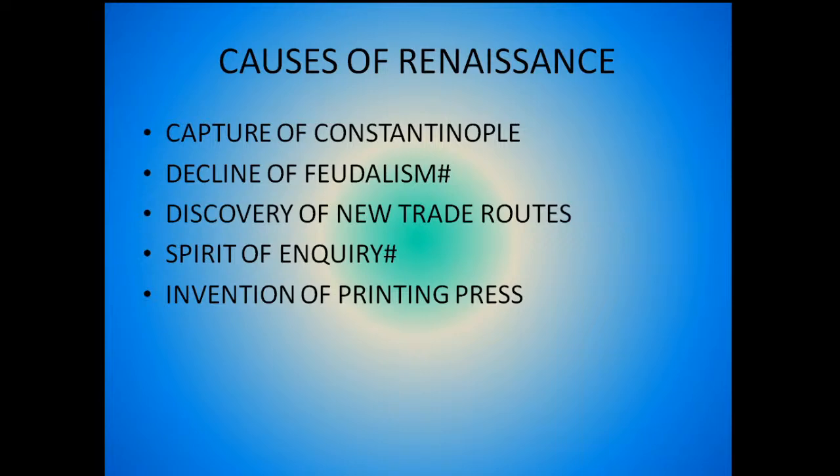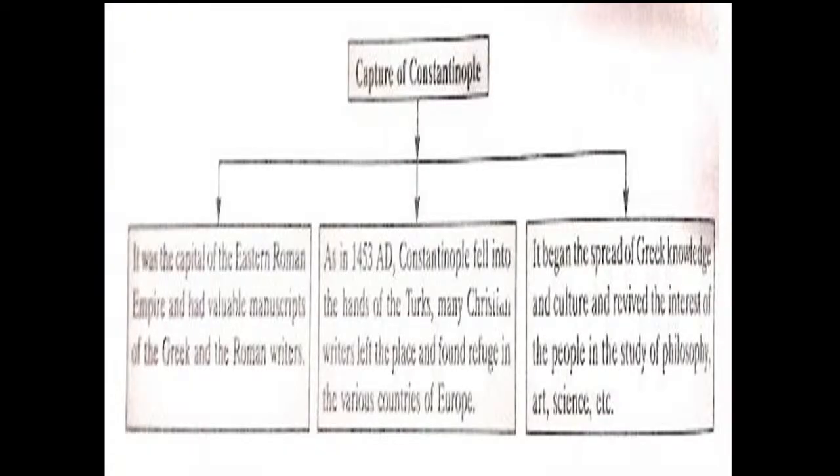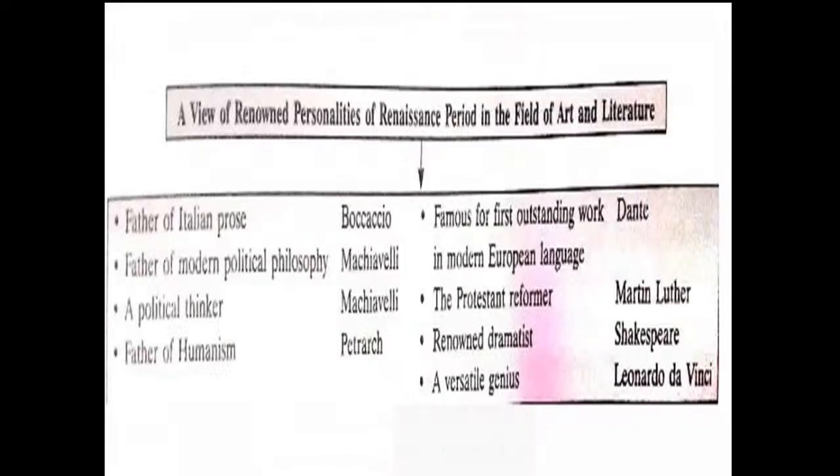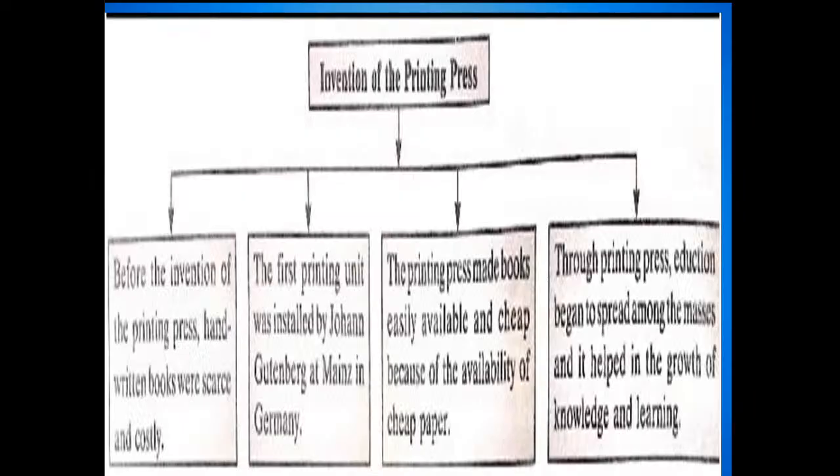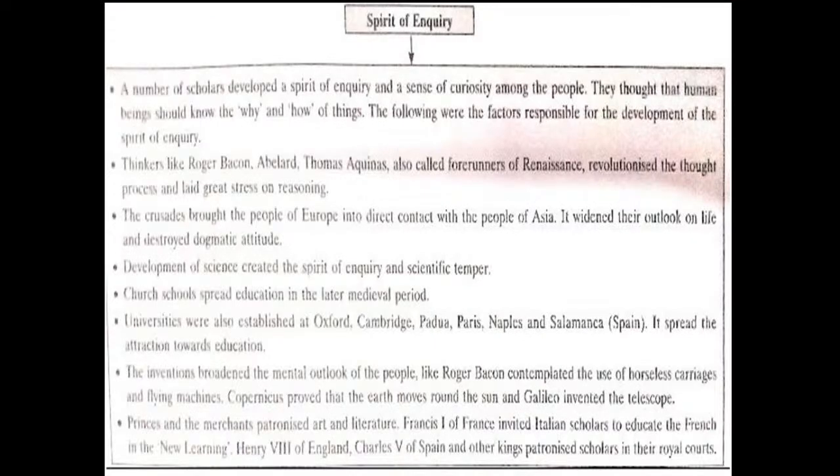Next point. Causes of Renaissance: capture of Constantinople, decline of feudalism, discovery of new trade routes, spirit of inquiry, and the invention of the printing press. So we have to do only capture of Constantinople, discovery of new trade routes, and invention of the printing press. And we have done these topics. So now, let's move. In short, all the points are here.